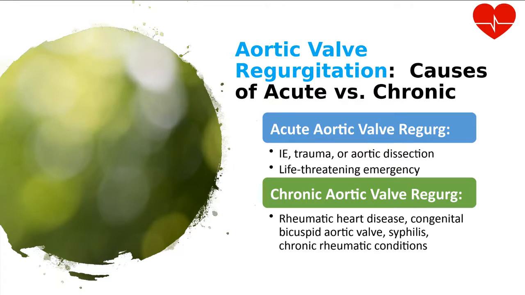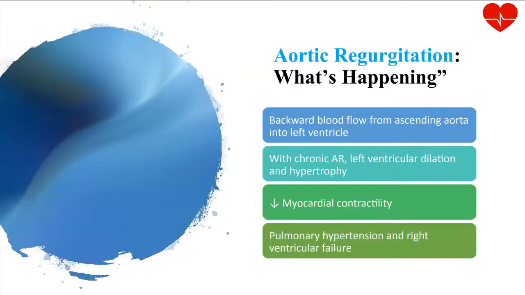That's why we check for syphilis in a pregnant woman and also in a newborn. And then chronic rheumatic conditions, such as certain arthritises, for example. Anything that's inflammatory can cause leaflet issues, okay? So what's happening here? There's backflow of blood, which we already established, from the ascending aorta into the left ventricle.